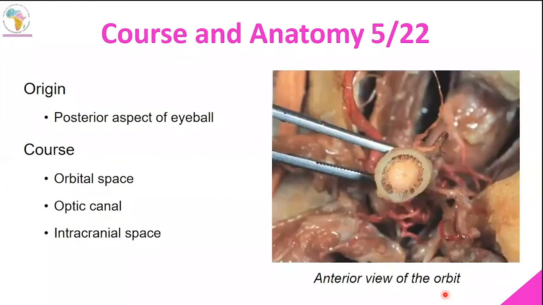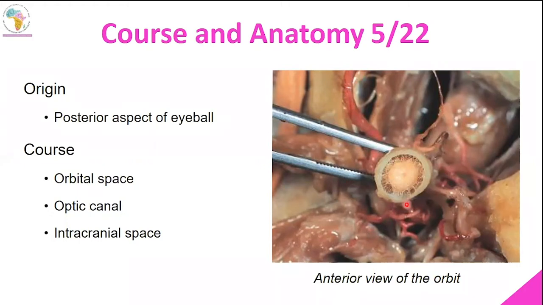What you're looking at in this picture is the point of the optic nerve that originates from the posterior aspect of the eyeball. The view that we're looking at is the anterior view of the orbit, with the optic nerve being the structure that we can see. The optic nerve in this case is right here, and what we are seeing around it are the extraocular muscles that are responsible for eye movements.